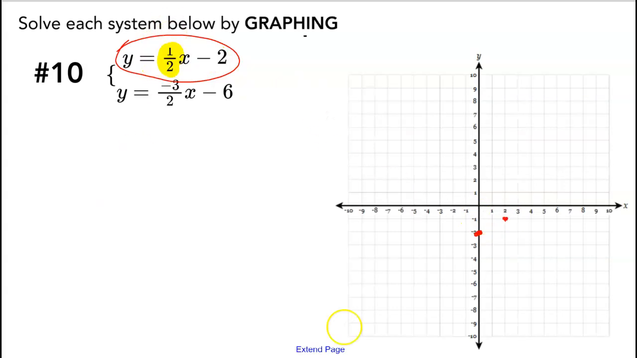So I'll go up 1 and over 2. And then again, I made a lot of different dots so I could draw my line straight. There are no inequalities, so nothing to worry about shading. I'm just going to draw a solid line.